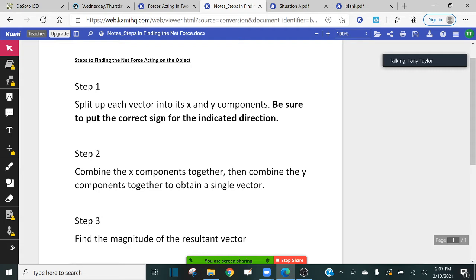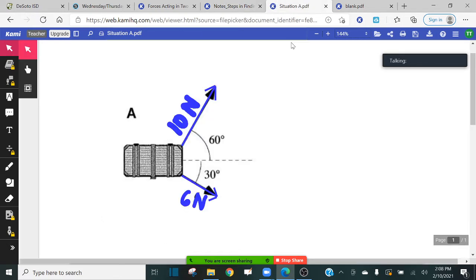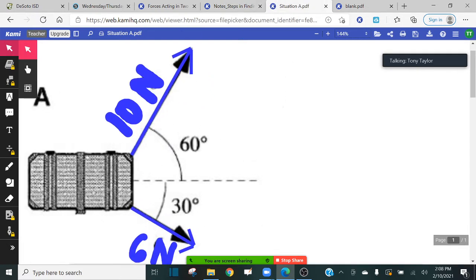Let us look at step 1. Step 1, and then again, this is how we find the net force acting on each object. So we're dealing with situation A. Step 1 says split up each vector into its x and y components. Okay. So let's start with this right here, this first vector right here.